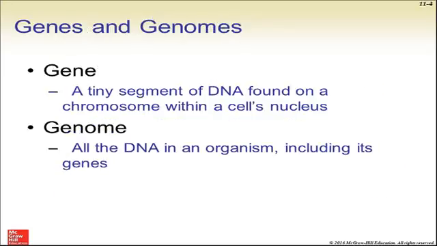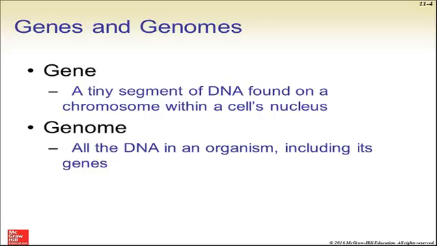Next, we're going to talk about gene and genome. So a gene is a tiny segment of DNA found on a chromosome within a cell's nucleus. So genes are carried by chromosomes and are responsible for all human characteristics, everything from eye, skin, hair color, to even height, body type, and intelligence. Genome, what that term means, it's all the DNA in an organism, including its genes. So it's just a larger scale.